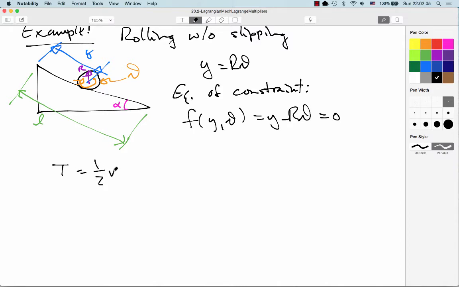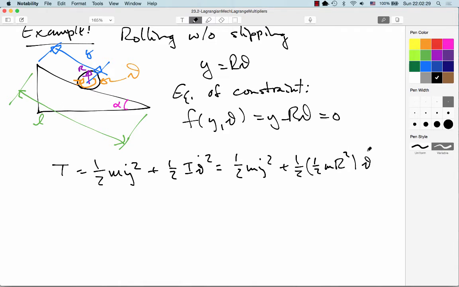That'll be 1/2 m y dot squared. Then we'll have the rotational part, which will be 1/2 I theta dot squared. And we'll put in what our I is, so 1/2 m y dot squared plus 1/2, it's a disk, so 1/2 m r squared theta dot squared. And I guess we can clean that up just a little bit more: 1/2 m y dot squared plus 1/4 m r squared theta dot squared.